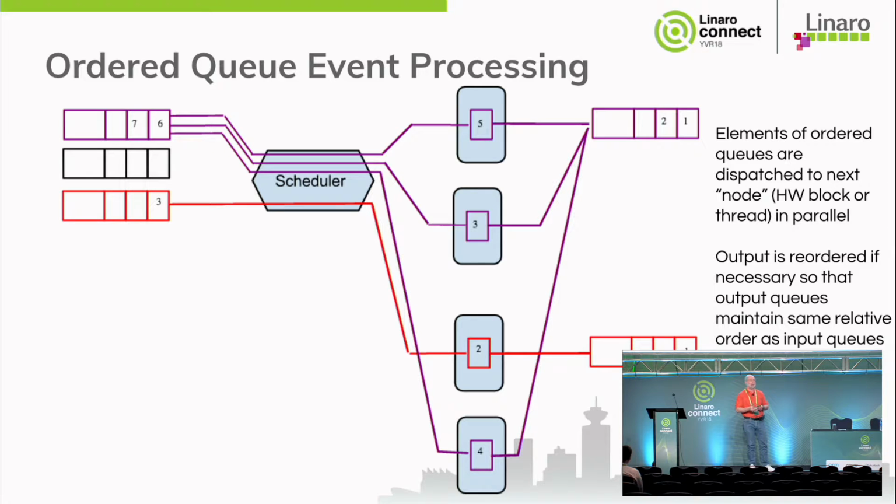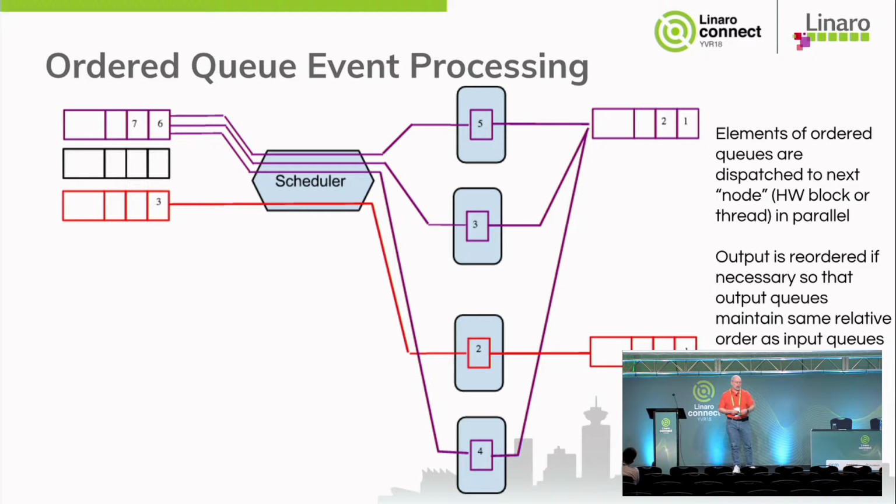However, the system will perform reordering processing as necessary to guarantee that the events will appear on the output queue in the same order that they occurred on the input queue. And this allows scaling of flows across multiple threads and cores without loss of ordering.